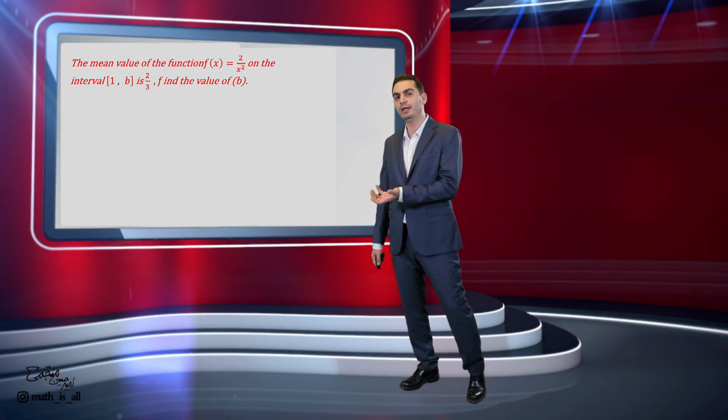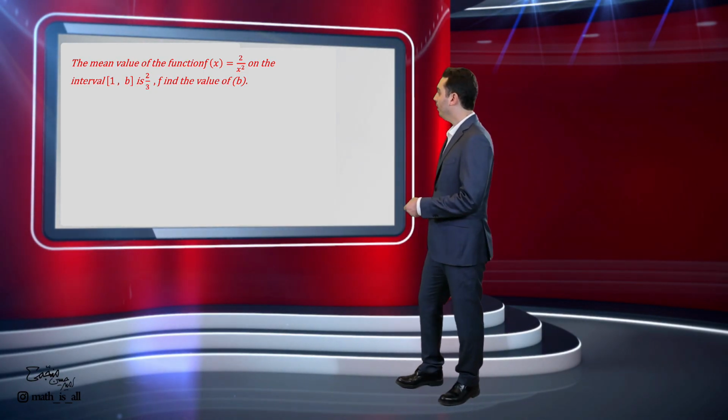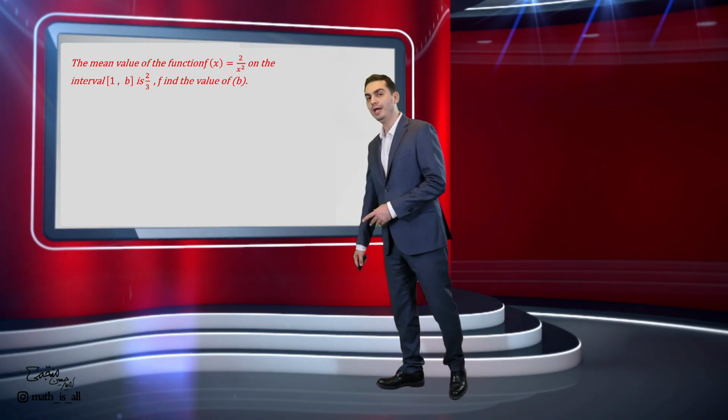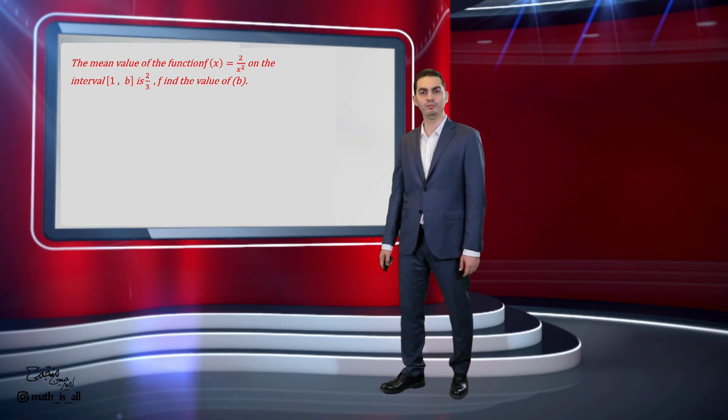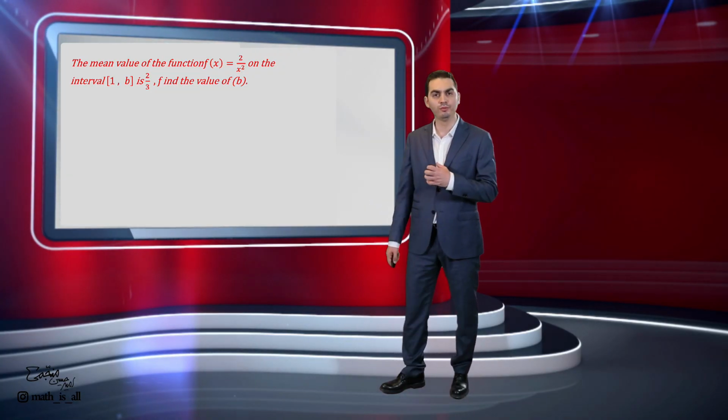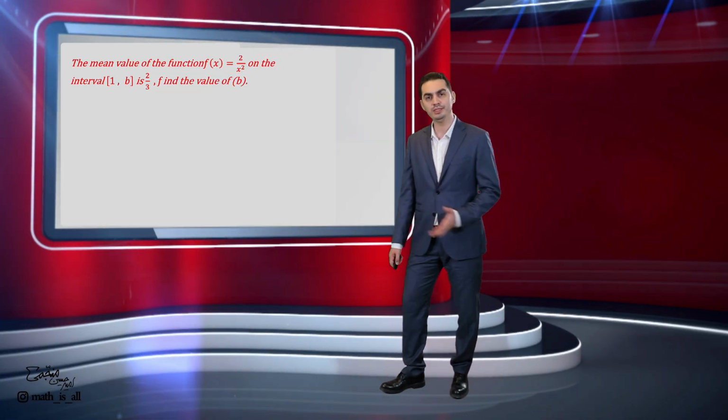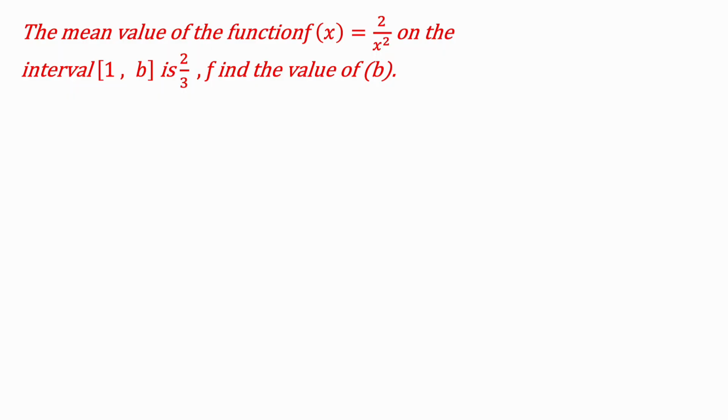It says this function is defined on the interval from 1 to b. Now the problem asks us to find the value of b. In other words, it wants us to determine the interval over which this average value was calculated. The method is still the same. We know the formula for the mean value of a function. We'll apply the formula and see what we get.